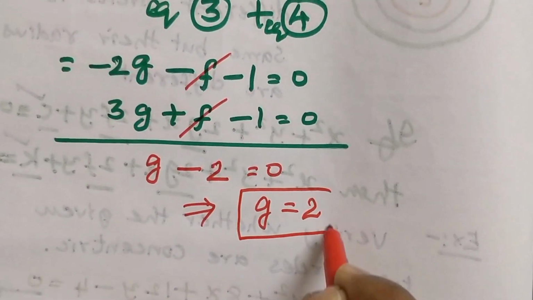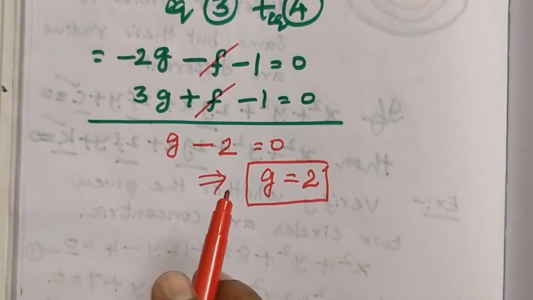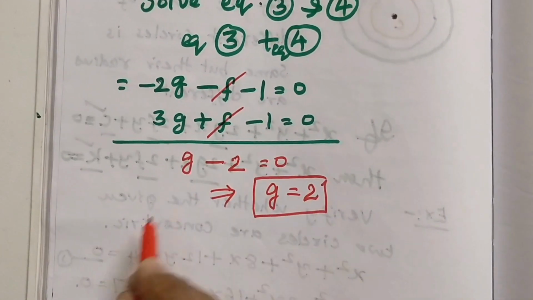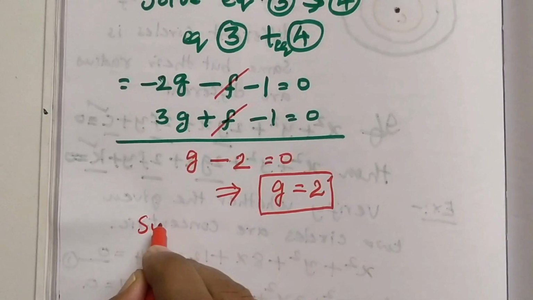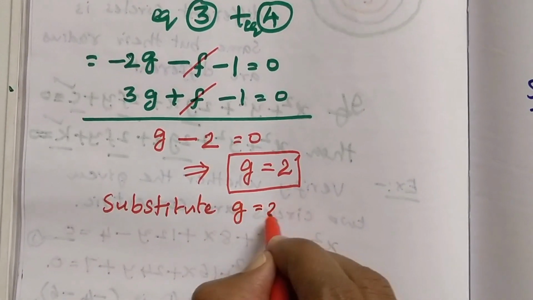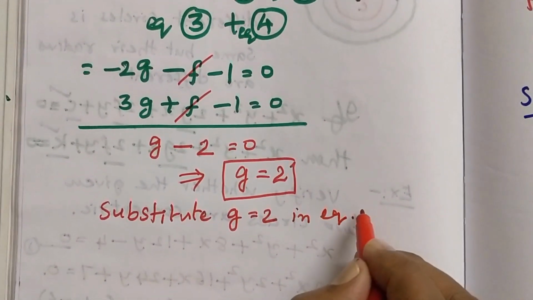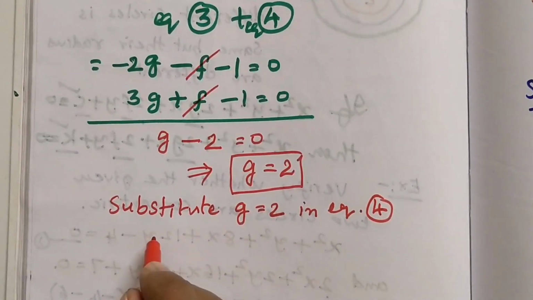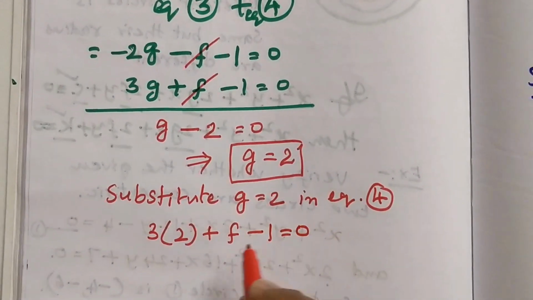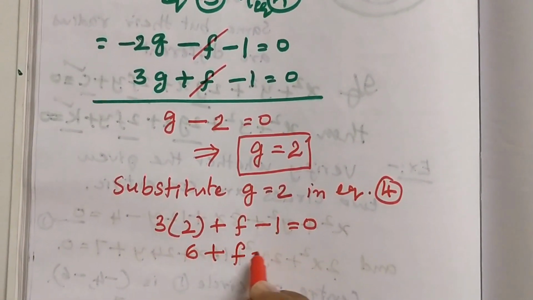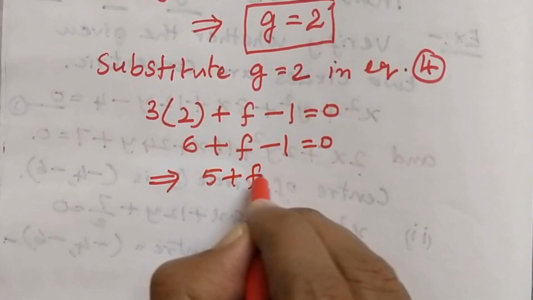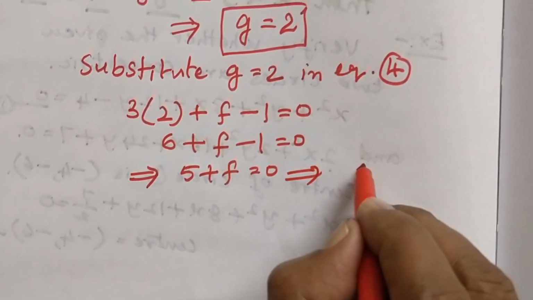Then you substitute in the equation 3 or equation 4, you get the value of f. Now I want to substitute g value, g is equal to 2 in equation 4. Then 3 into g means 2 plus f minus 1 is equal to 0. That is 6 plus f minus 1 is equal to 0. 5 plus f is equal to 0. This gives us f is equal to minus 5.